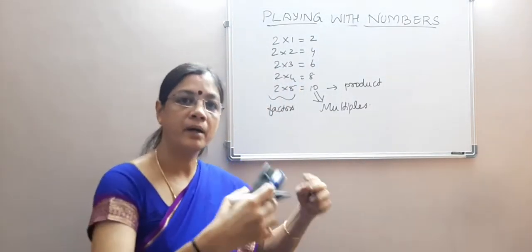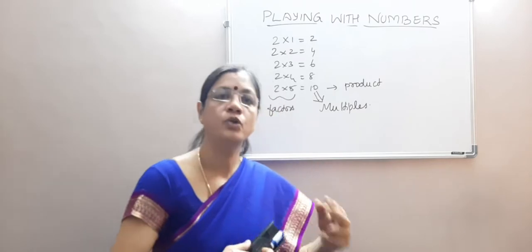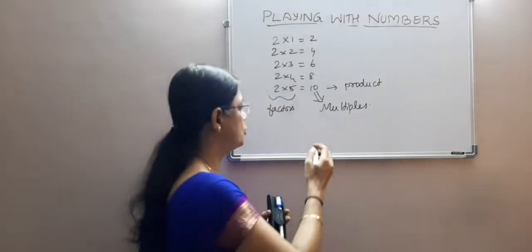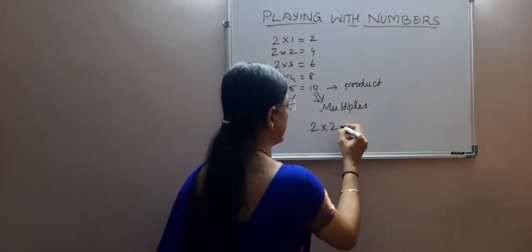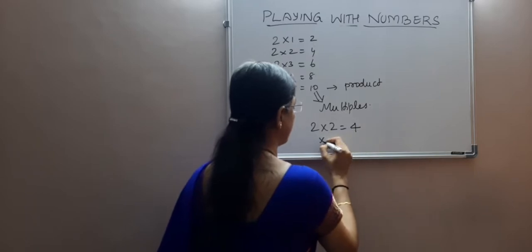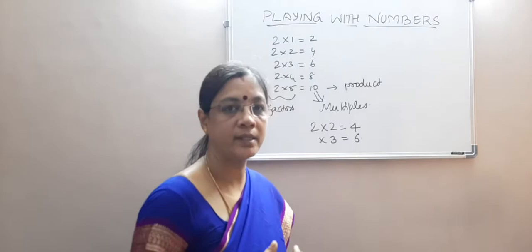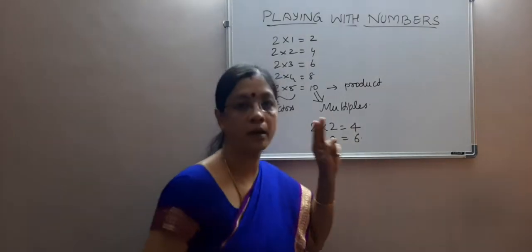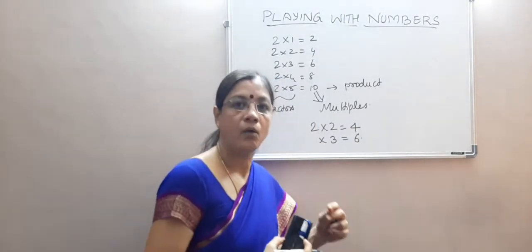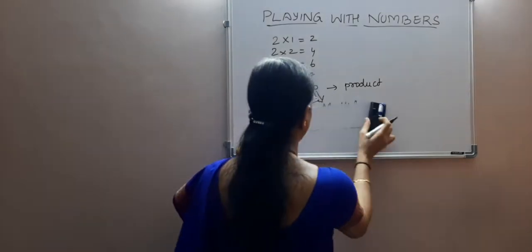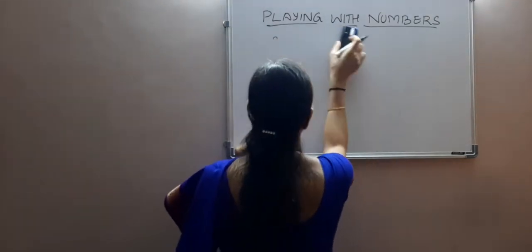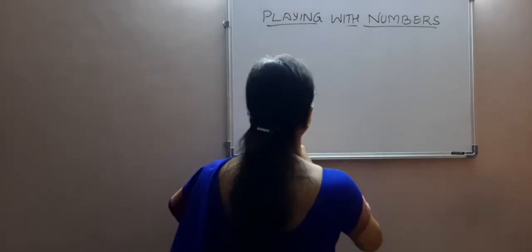That is, a number gets multiplied to yield another number. See, 2 when multiplied twice will give you 4. If it is multiplied thrice, it will give you 6. So 2 gets multiplied to get these numbers, and they are called multiples. Now let us see what the properties of multiples are. By just seeing the numbers, we say what multiples are.